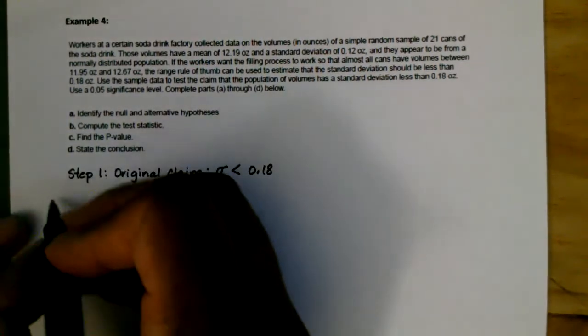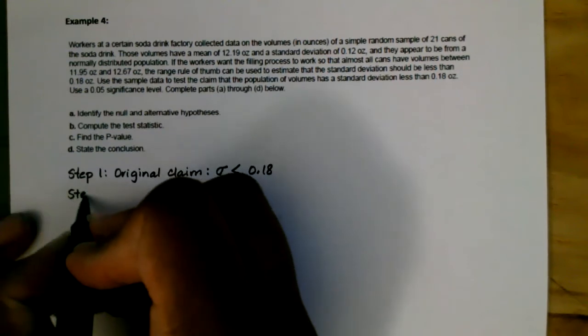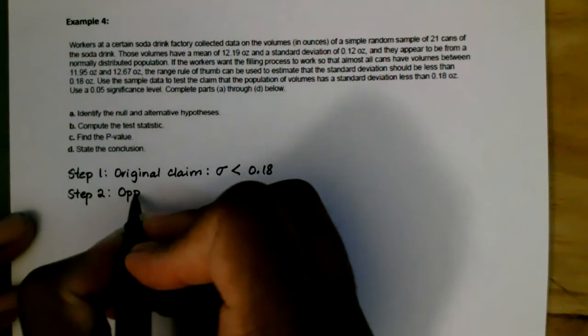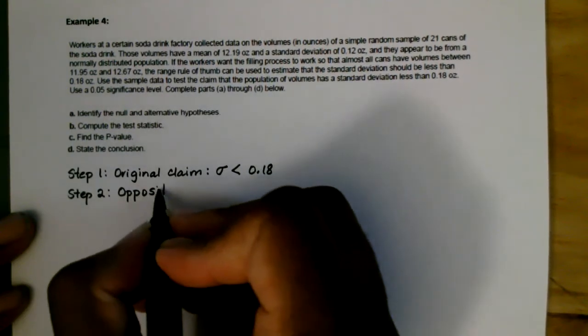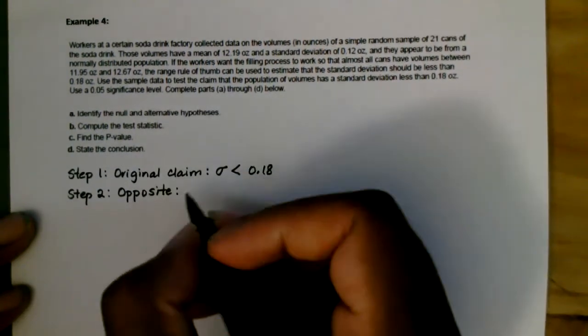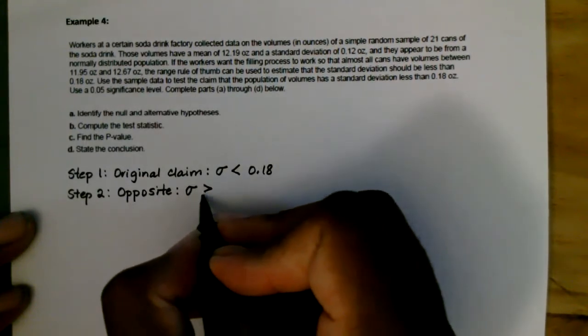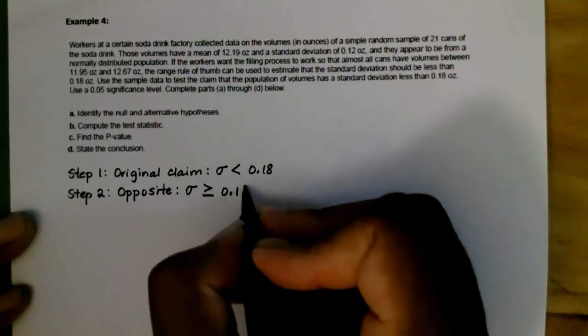And then step number 2 is identifying the opposite of the original claim in symbolic form, or writing the opposite of the original claim. The opposite of less than will have to be greater than or equal to. So it'll be sigma is greater than or equal to 0.18.